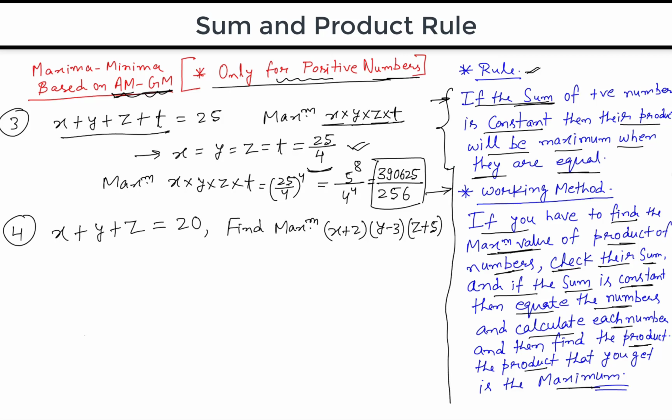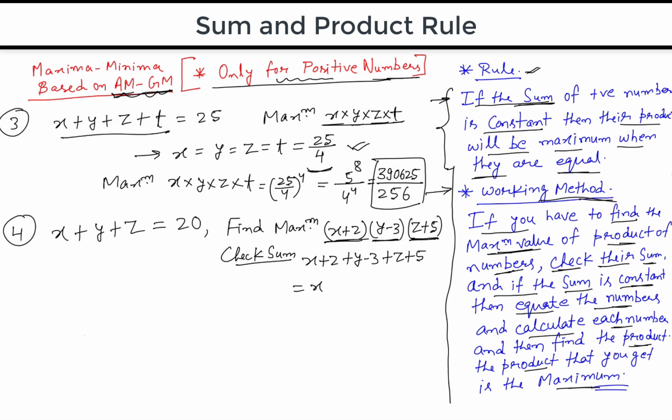Now what will you do? As the working method says, you have to find the product of these 3 numbers. So you check the sum of these 3 numbers. Sum of what? Sum of these 3 numbers. So it will be x plus 2 plus y minus 3 plus z plus 5.